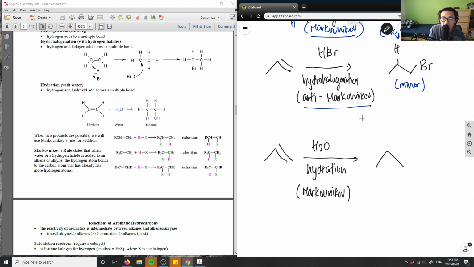I still have 3 carbons, but this OH is going to bond to this top one here. It's going to bond OH here, and the H is going to bond here. Again, the OH is going to bond to the carbon that has the most carbon bonds. This carbon here has 1, 2, 3. This here has 1, 2. This one is going to win. So OH is going to bond here. This is, again, my major product.